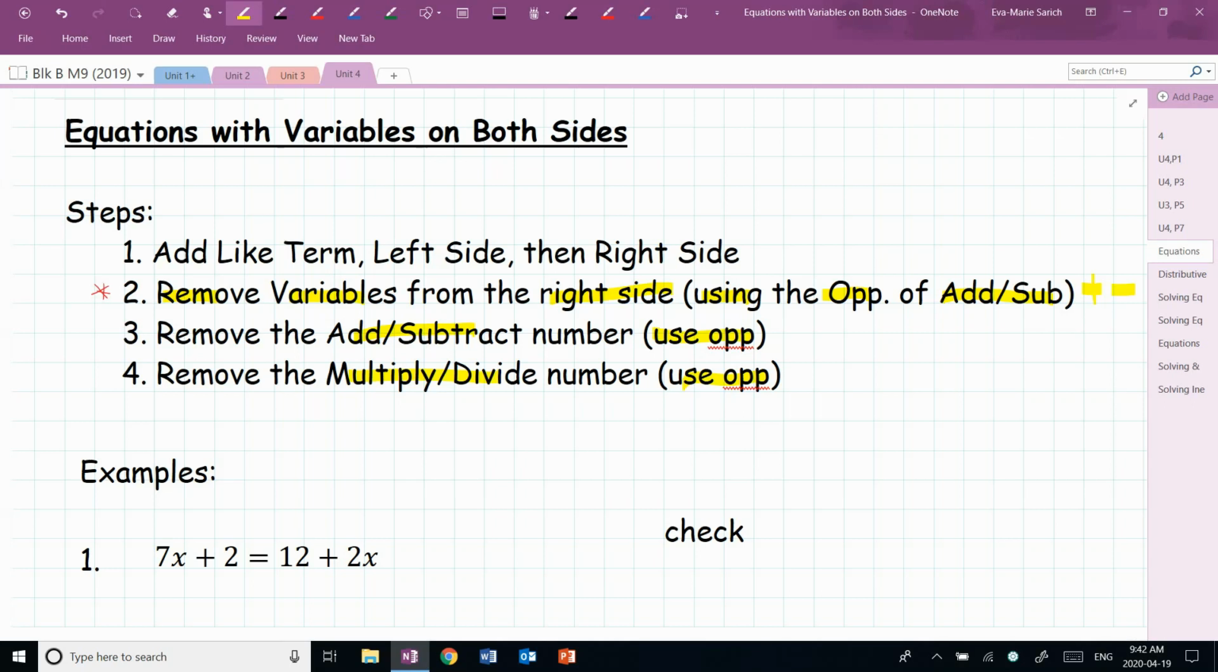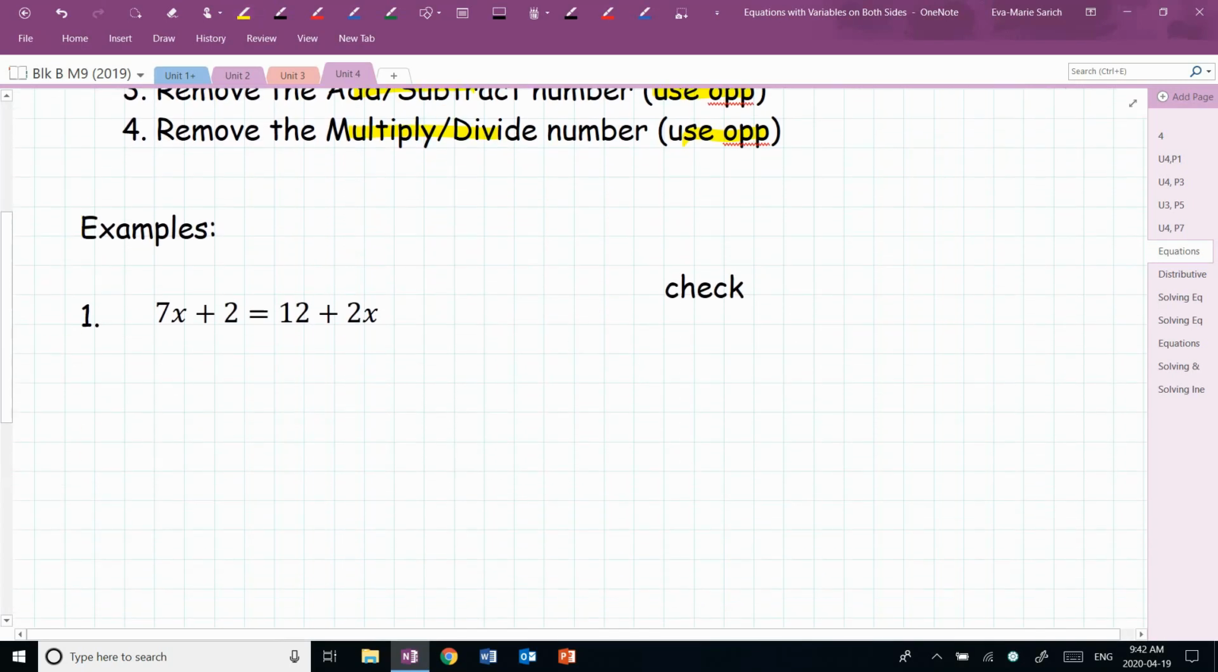Let's move on to the examples. First one here. We can clearly see that we have an x on the left and an x on the right. So I suggest you look at it and see if you can add any like terms first. Well, we've got 7x and a positive 2, not alike there. On the right side, we've got a 12 and a 2x, and again, those aren't like terms, so we can skip that first step of adding any like terms.